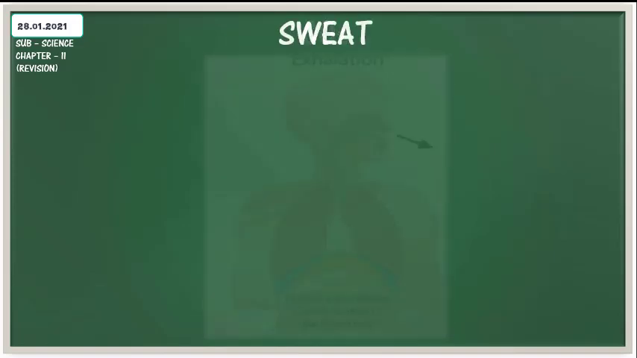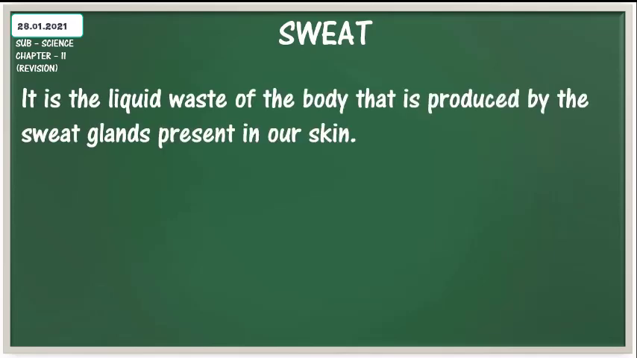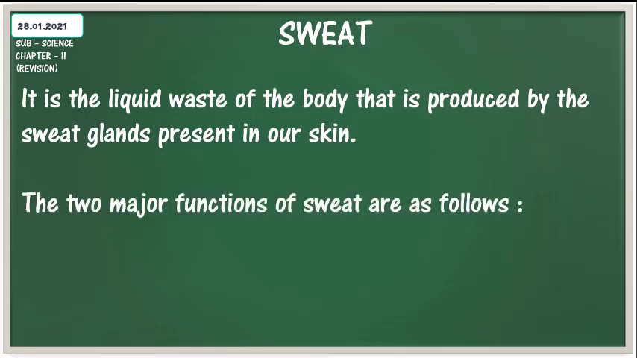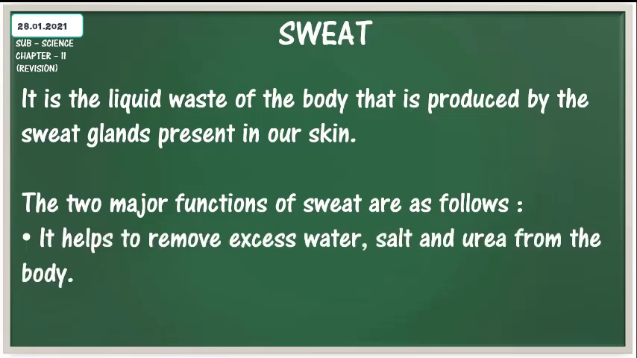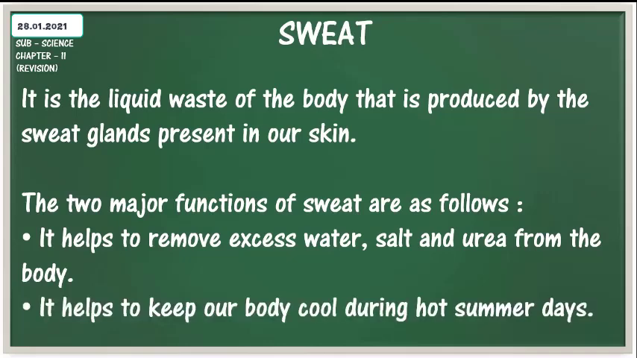Sweat. It is the liquid waste of the body that is produced by the sweat glands present in our skin. Sweat contains water, some unwanted salts, and urea in very small amount. During hot summer, we sweat a lot. This gets evaporated from our body. This helps to provide the cooling effect to the body.